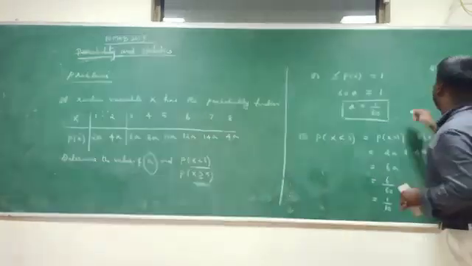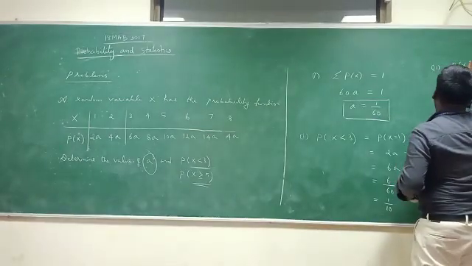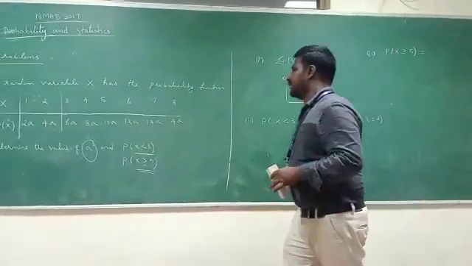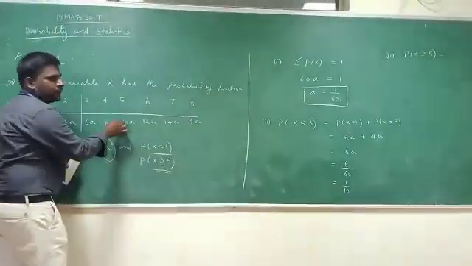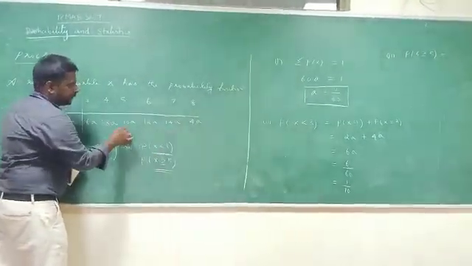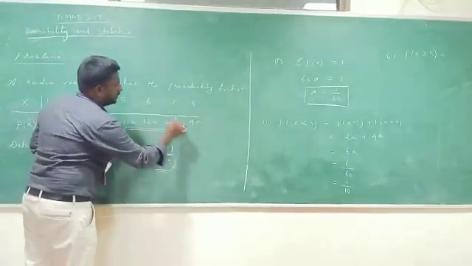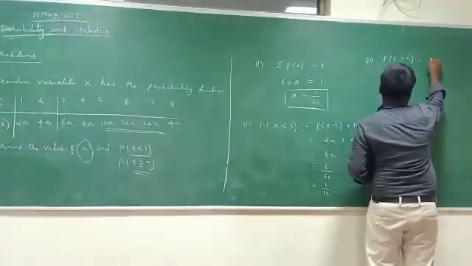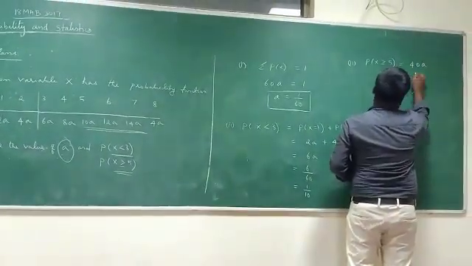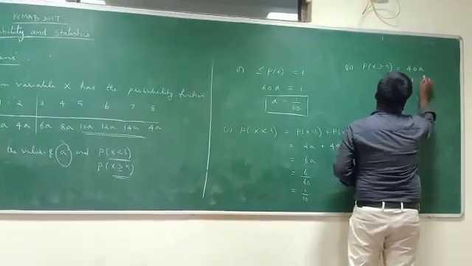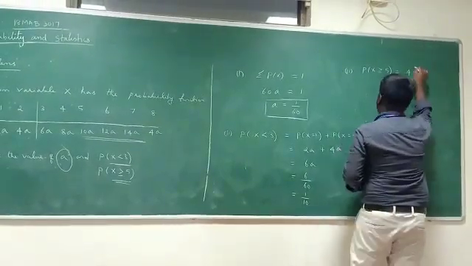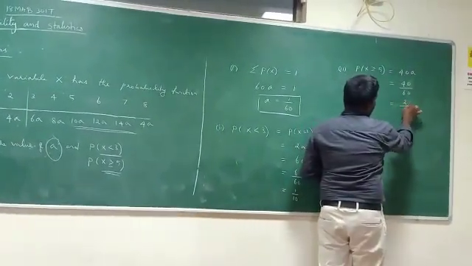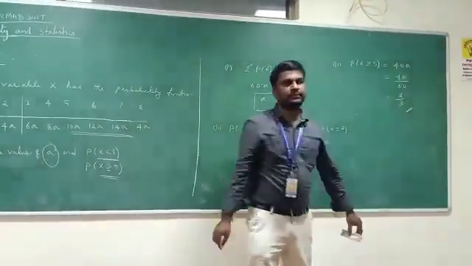Next you have to find out the second one, probability of x greater than or equal to 5. X greater than or equal to 5 means 5, 6, 7, 8. So you consider all these 4 values. Therefore that becomes 40 times a. Therefore we get 40 by 60, since your a value becomes 1 by 60, so therefore you will get 2 by 3. That's it.